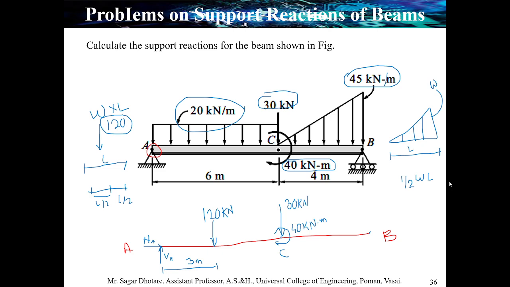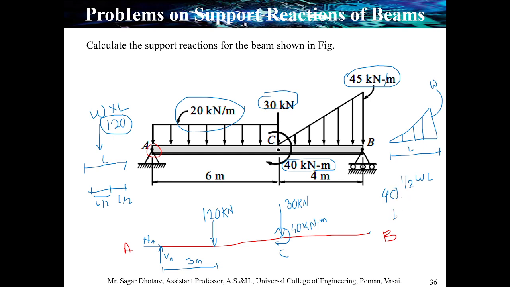Okay, so 45 multiplied by 4 divided by 2. So we get 180 divided by 2 is 90 kilonewton meter per meter. So the magnitude is 90. Now what about the length?